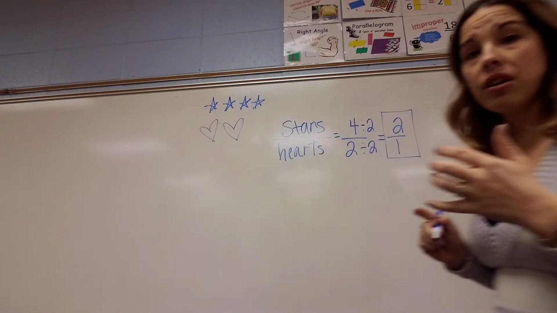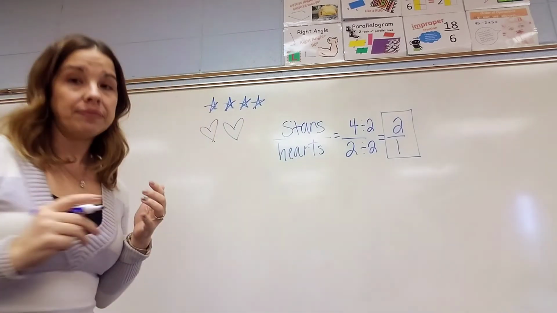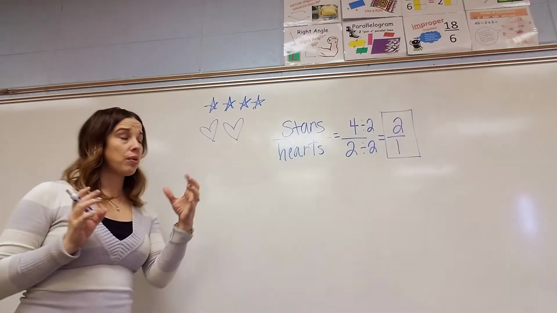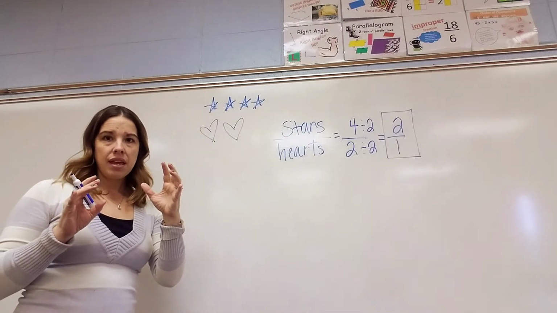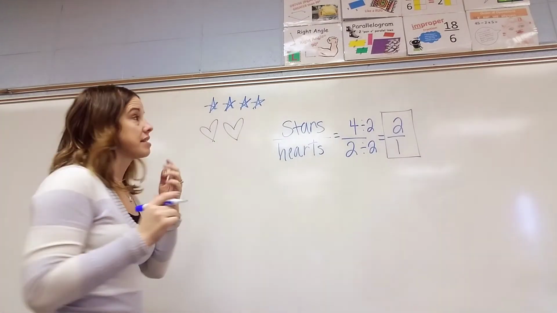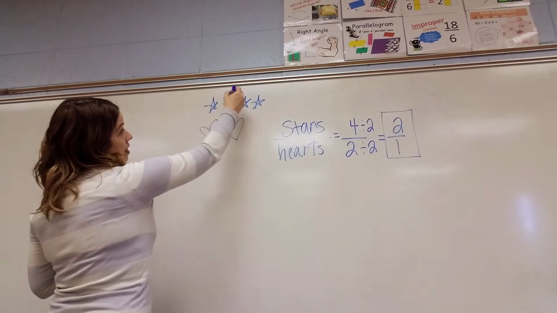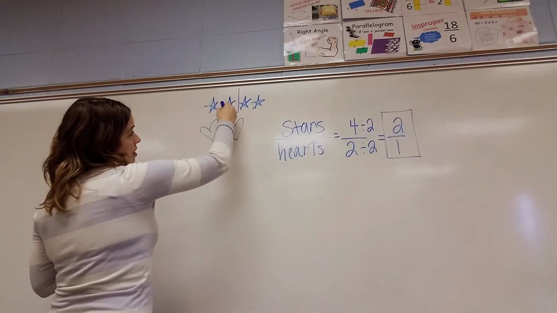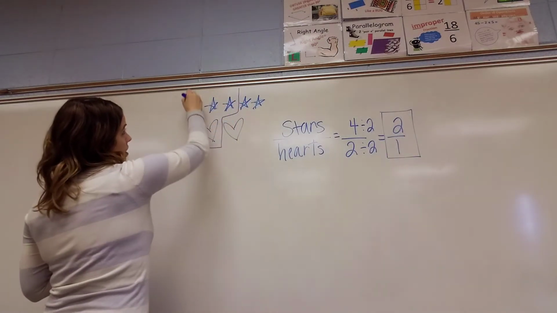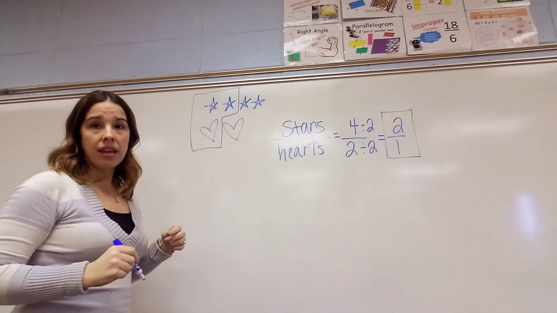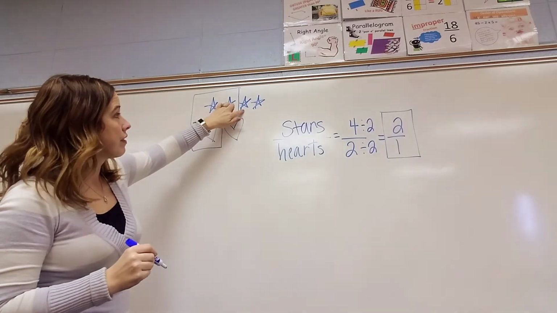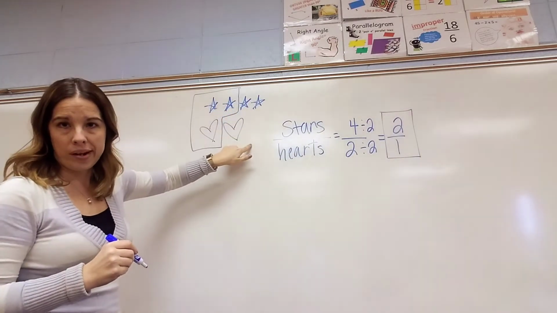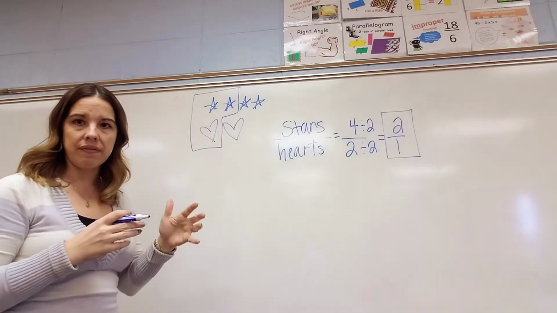Okay, you can also do this visually if you look at it. If I'm going to compare 2 quantities between stars and hearts, I'm going to break them into equal groups. Okay. So what that means is I know now for every 2 stars, there is 1 heart. Okay, so that's how you can break it down visually.